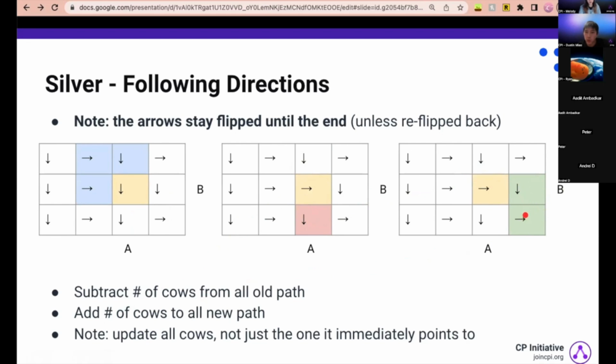It's also really important to note that it's not just the cow it's immediately pointing to. So for example, it's not just this cow that's going to get 4, but also every cow until you reach the end. So this cow here is also going to gain 4. So we need to update all of the cows, not just the one it immediately points to. And then the implementation for this is pretty much just a recursion. You can keep looping through from here and then to its parent, add 4, continuing until you reach the end.